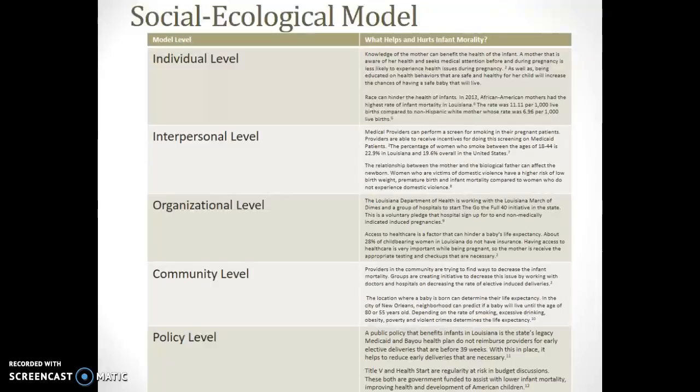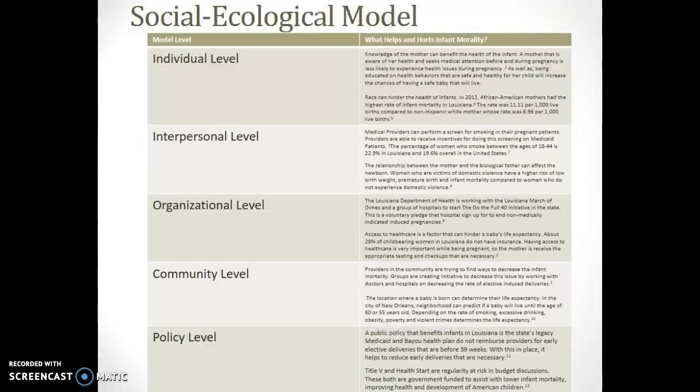Access to healthcare is a factor that can hinder a baby's life expectancy. About 28% of childbearing women in Louisiana do not have insurance. Having access to healthcare is very important while being pregnant. The mother receives the appropriate testing and checkups that are necessary.